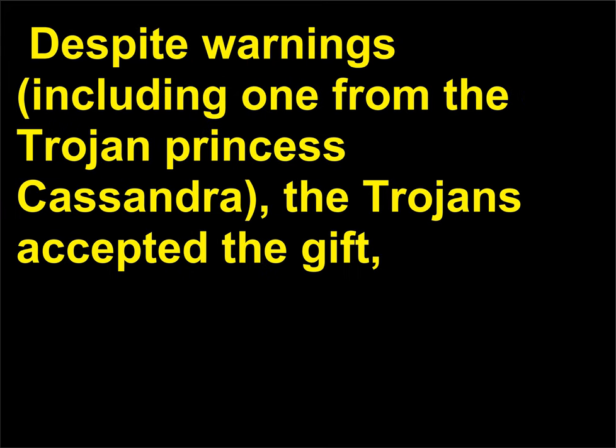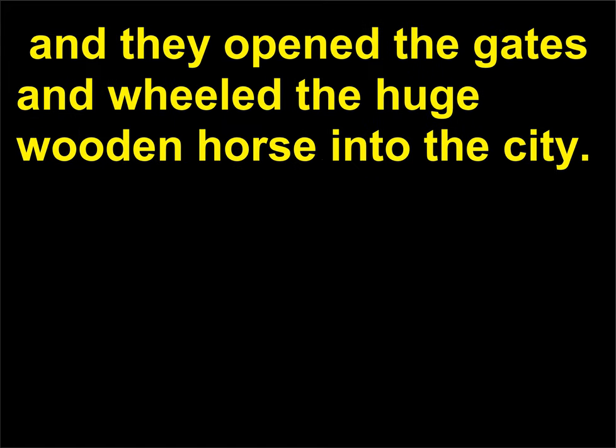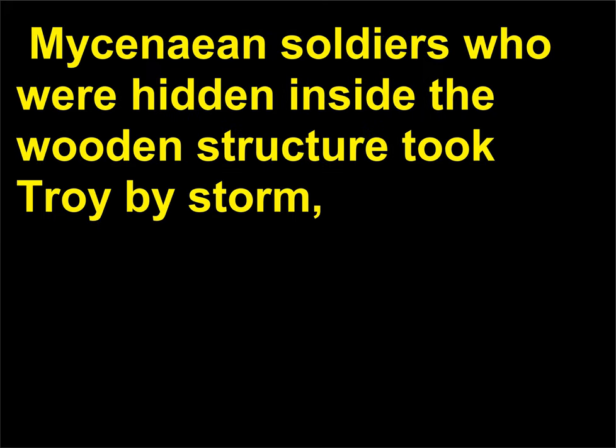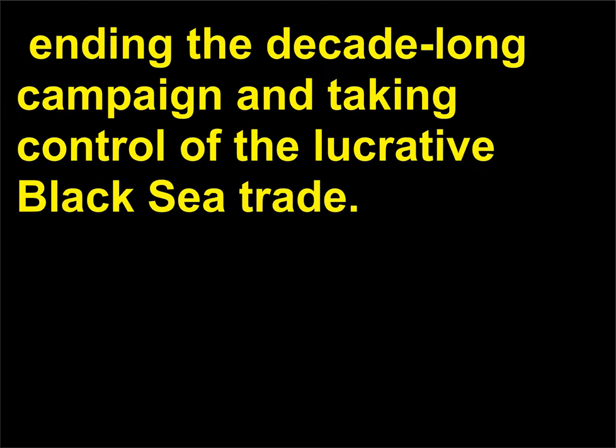Despite warnings, including one from the Trojan princess Cassandra, the Trojans accepted the gift, and they opened the gates and wheeled the huge wooden horse into the city. It was a naive move. Once the horse was inside the city gates, Mycenaean soldiers who were hidden inside the wooden structure took Troy by storm, ending the decade-long campaign and taking control of the lucrative Black Sea trade.